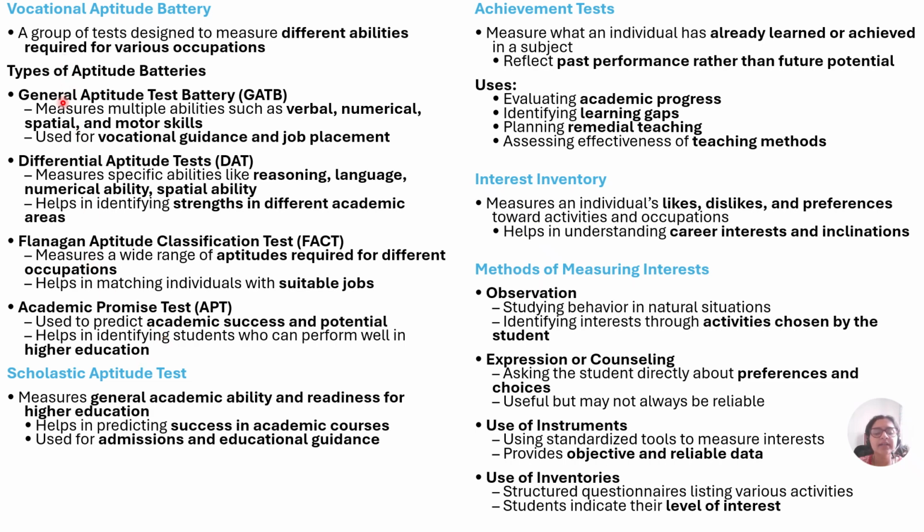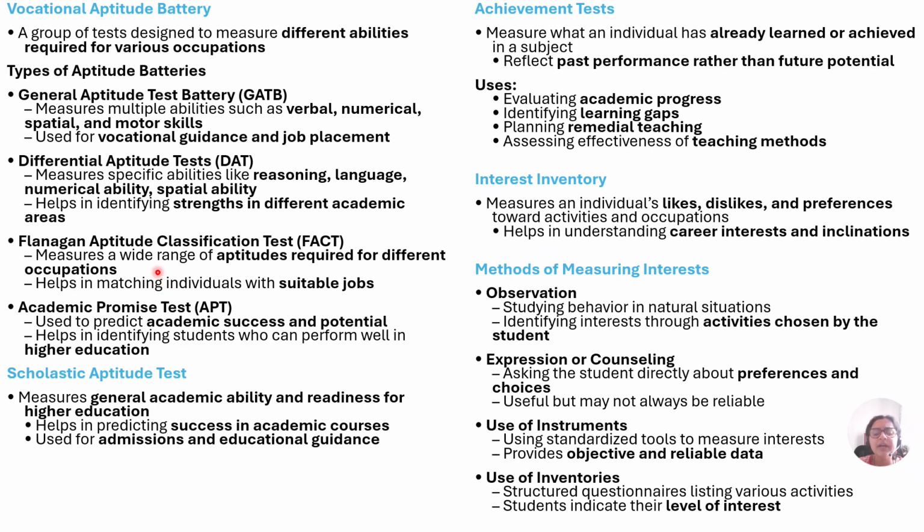Okay, so what are the different tests? Since it is a bit tricky, I'm going to revise it again. GATB, General Aptitude Test, measures multiple abilities like verbal, numerical, spatial, and motor skills. Differential Aptitude Test measures specific abilities. General measures multiple abilities. Differential measures specific abilities like reasoning, language, numerical ability, and spatial. These are specific ones.